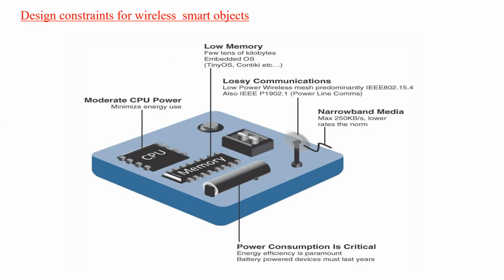Now moving on to the design constraints for wireless smart objects. So we have 5 design constraints: moderate CPU power, low memory, lossy communication with narrowband media, and power consumption is very critical. So these are the 5 design constraints for wireless smart objects.